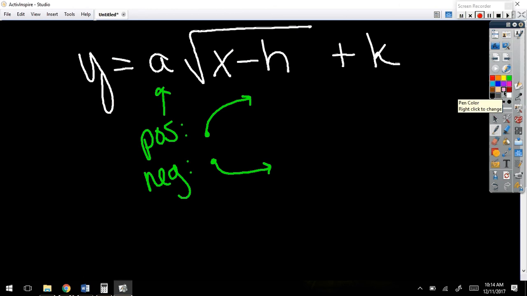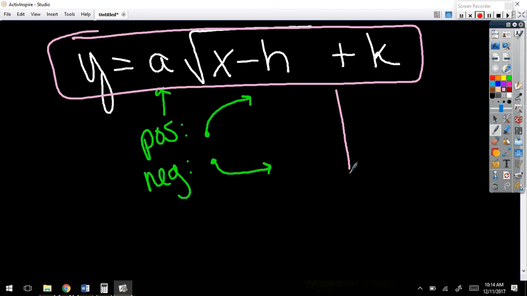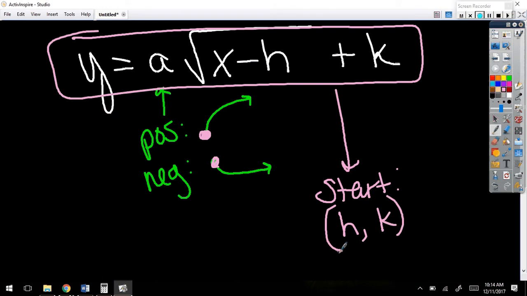And then we can also tell just by looking at this equation what the starting point is. Remember I told you this is what I called the start point? We can tell what that start point is by just looking at the equation. What do you think it might be? It's H, K. But remember when we did H before, when we were in that quadratic? The H has to be opposite.